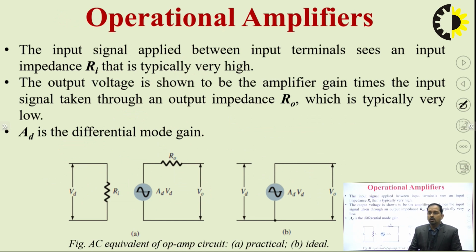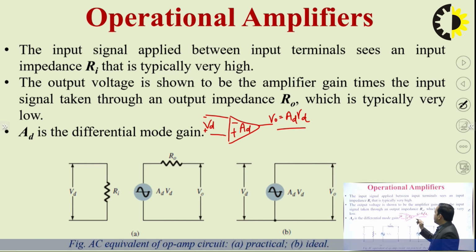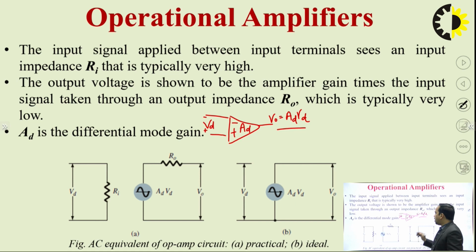Now we'll discuss the equivalent circuit of the operational amplifier. If we have an op-amp and we are using both the inputs, let's say this is VD, and AD is known as the differential voltage gain of the amplifier, then the output will be V0 equals AD multiplied by VD. Whatever differential voltage is available at the input terminals of the op-amp, multiplied by the differential voltage gain, will be the output of the op-amp.